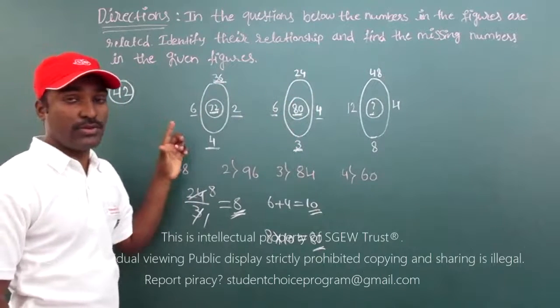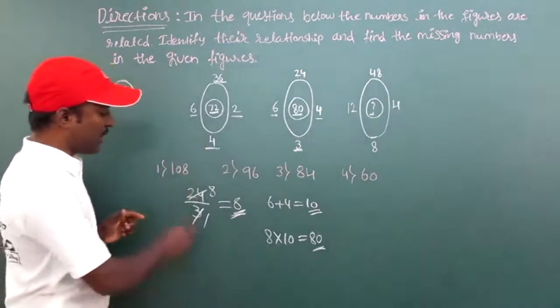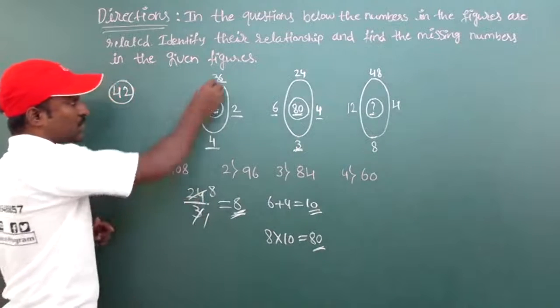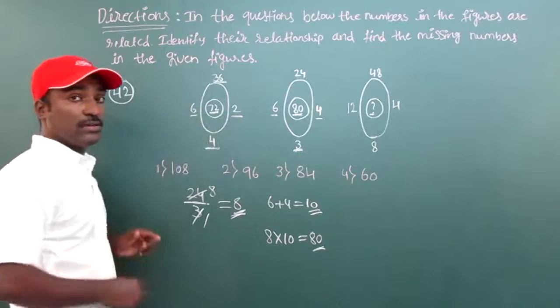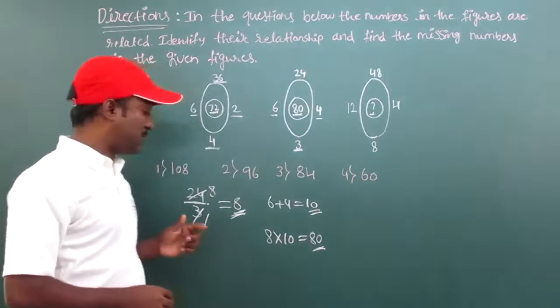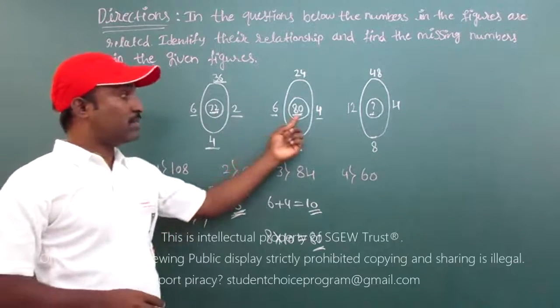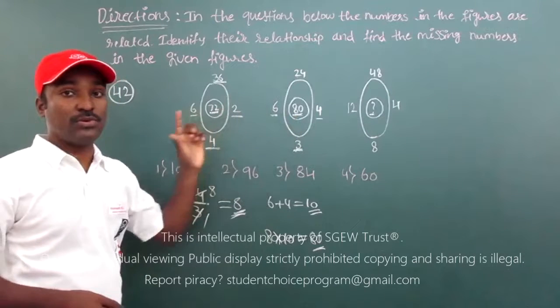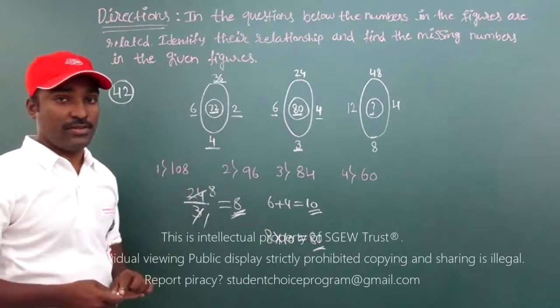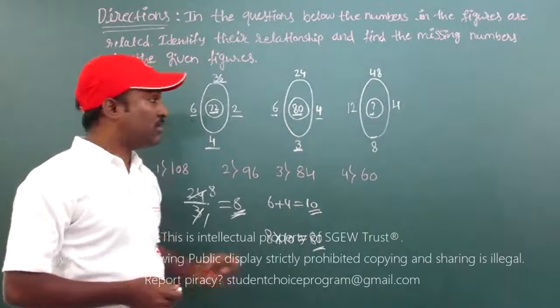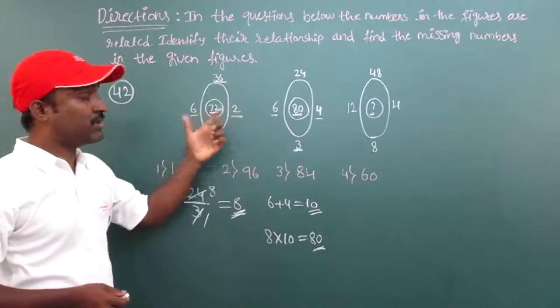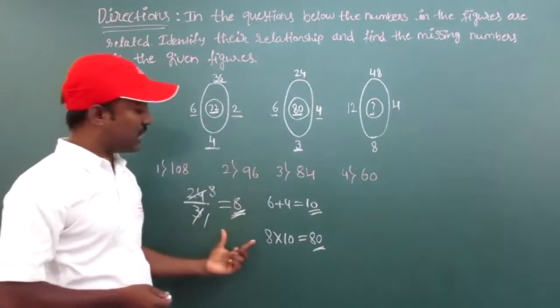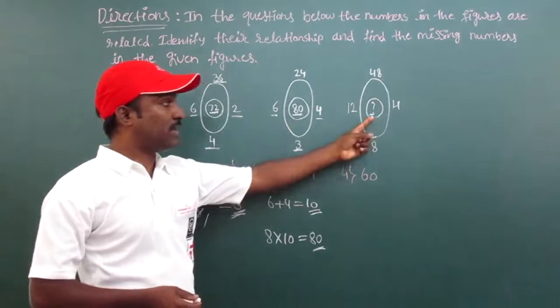So this comes only with practice. You may ask me how I got the idea that these two numbers are divided and these two numbers are added and then the resultants are multiplied to get the number at the center. So this comes only with practice. If you practice more problems, you are going to get the idea behind the given figures or numbers. Now using this technique, here you can get this missing number.